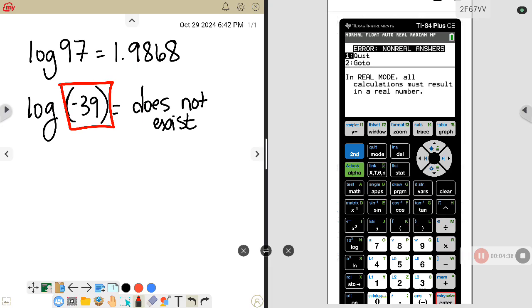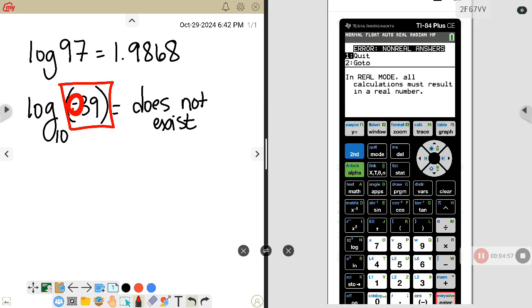Okay? Remember, if I don't see the base of the log, it's automatically base 10. I'm not going to be able to raise 10 to a power and turn it into a negative number. That's why that does not exist.